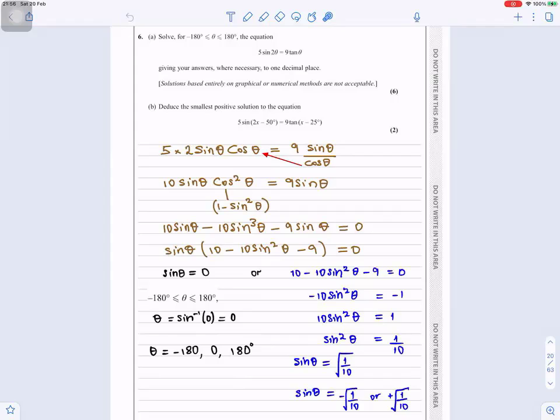And this one, minus 10 will go to the right. It becomes divided by 10. So minus 1 divided by minus 10 will give you plus 1 over 10. What's the opposite of squared? Square root. So you find the square root of 1 over 10, which will be minus square root of 1 over 10 and plus square root of 1 over 10.